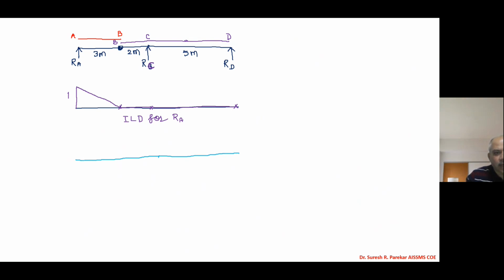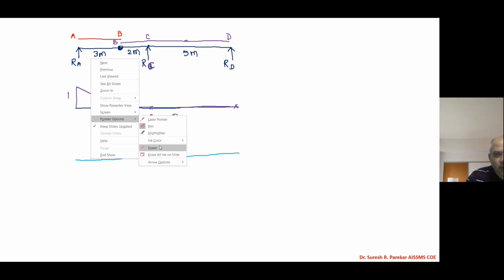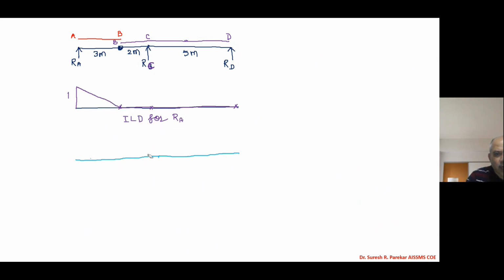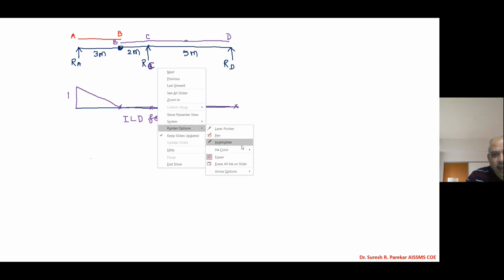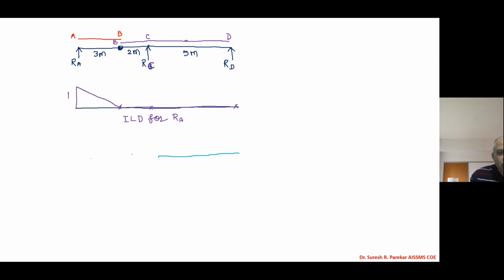Now in this ILD, the value we should have is 0 at A, and we should have 0 at D, and the value at C should be 1. So we will plot accordingly. So at A we have 0, at C we have value 1, and at D we have value 0.